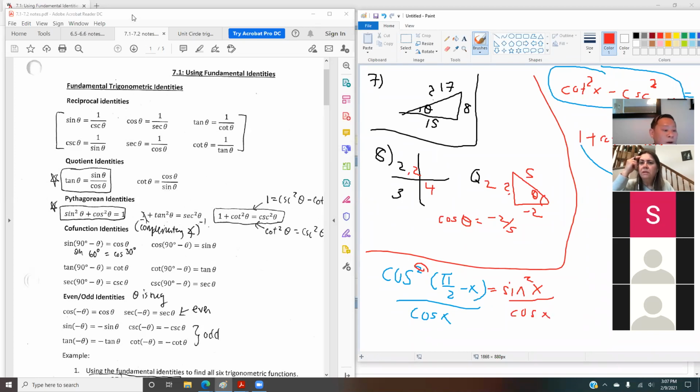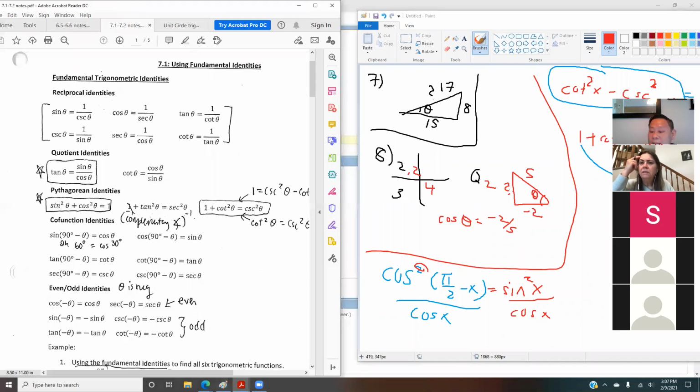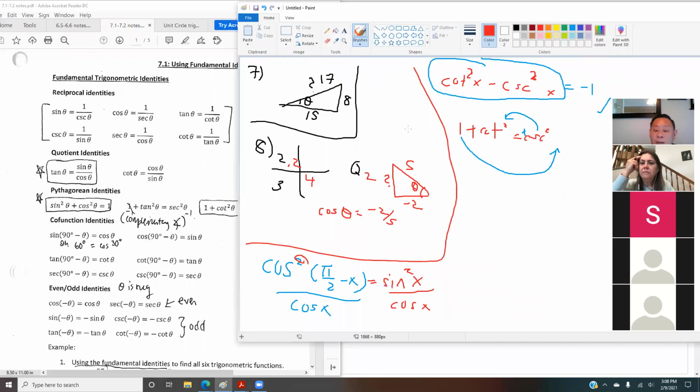We still need to do a bit more work. This sine square x, I can separate them, so it becomes sine x times sine x over cosine x. And then what you do here is you can take one of these.